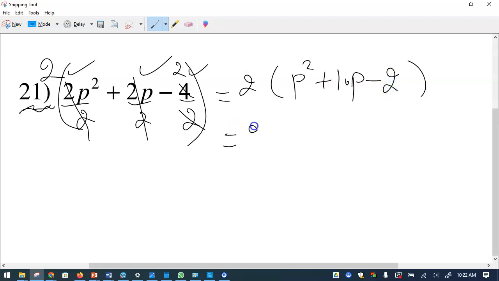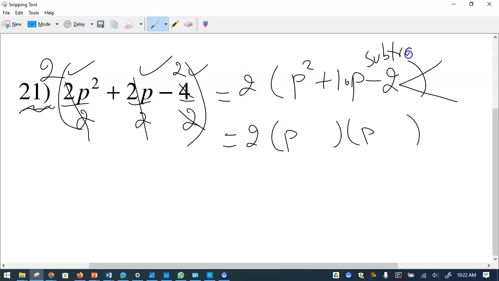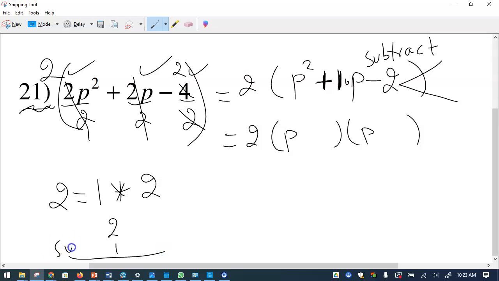And now you have to write two parentheses. So p times p. Now what you do is, what are the factors of 2? And this one is, I have to subtract. You look out for a pair of factors that subtract to get the middle number, this 1. The only option is, how do you split 2? 1 times 2 is 2. And then clearly you take away 1 from 2, if you subtract, you get 1.